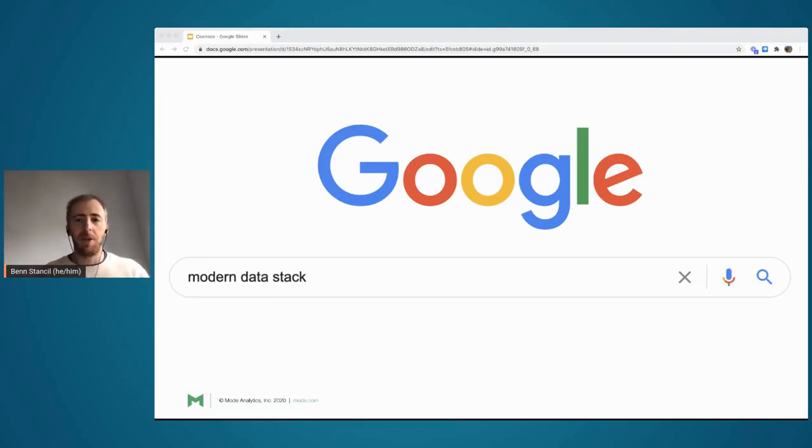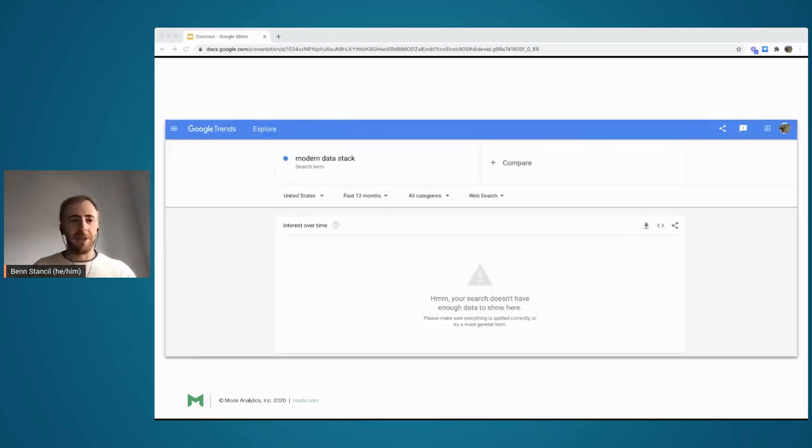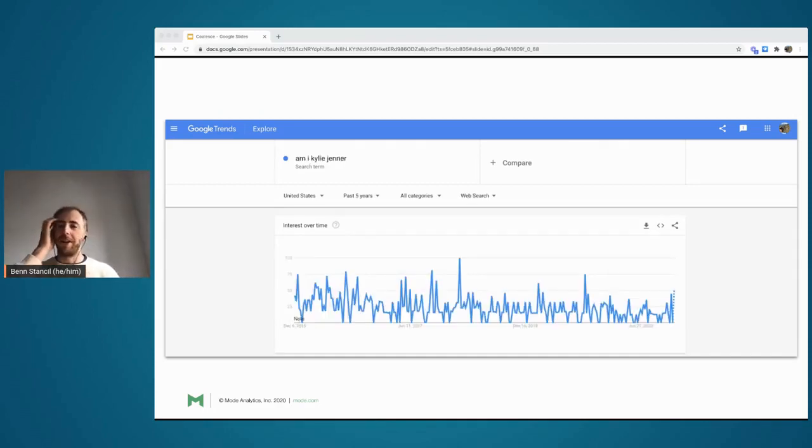I was originally going to show this and say, hey, look at this explosion of conversation about the modern data stack through looking at Google Trends. So I looked at the Google Trends for this, and it turns out the explosion of the modern data stack doesn't even register on Google Trends. Though it's okay, it takes a lot to get here. You've got to be something more mainstream, like, am I Kylie Jenner, to be able to show up on this. So we'll get there, we'll get there.